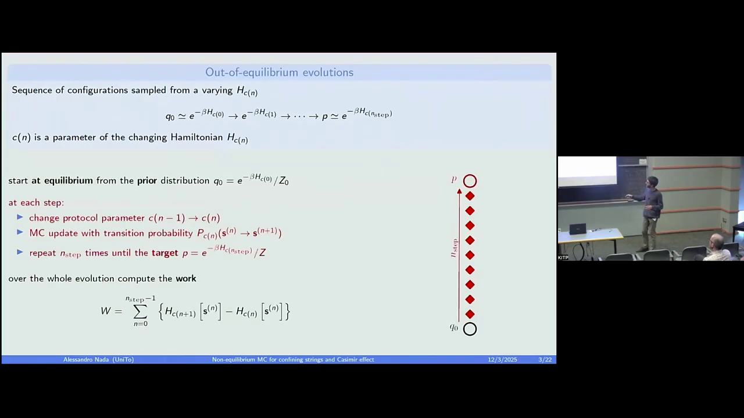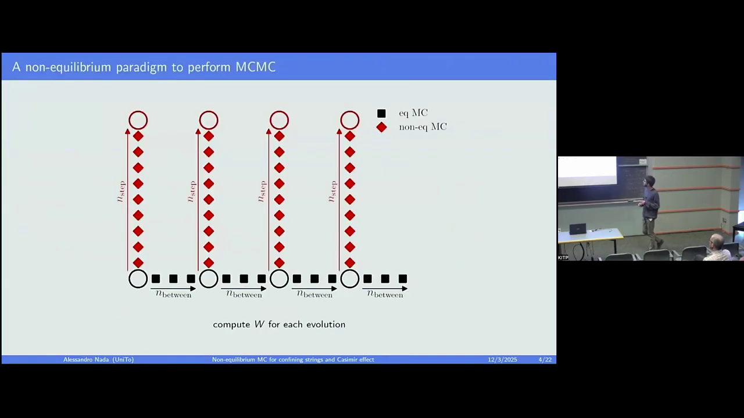This is computed over the same configuration, okay? This is a string configuration, for example, and this is while changing some parameter in your Hamiltonian to the next step. Okay. These are actually what an out of equilibrium full simulation looks like.